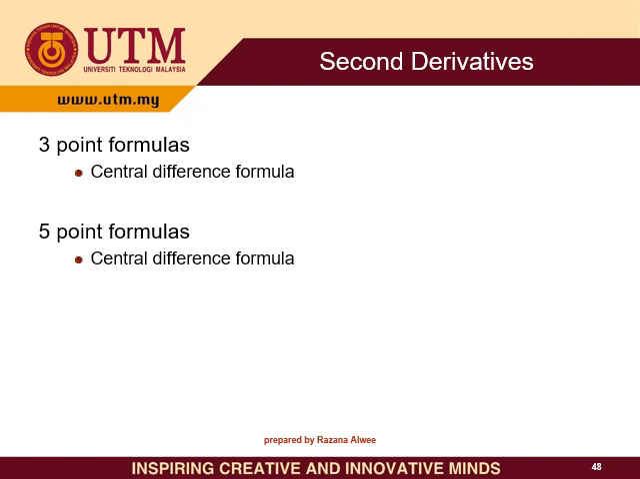Okay, now we come to the second derivative. In this second derivative, we will only cover two types of point formulas. One is 3-point and one is 5-point. There are many more, but we didn't cover them in this class. So for 3-point formulas, we have central difference formulas, and also for 5-point formulas, we have the central difference formula for both.